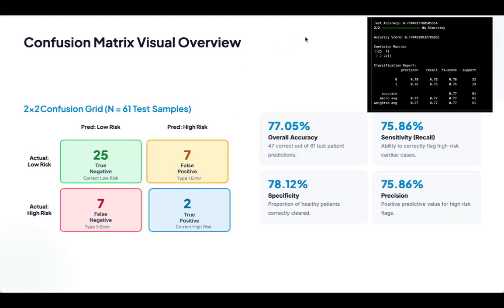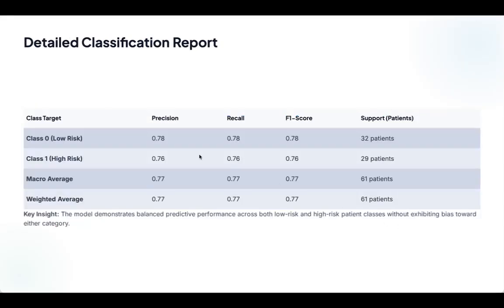So this is the confusion matrix and the performance results and evaluation. You can see here that there are 25 true negatives based on the 61 test patients, 22 true positives, so high-risk patients correctly identified, 7 false positives, so healthy mistakenly flagged as high risk, and 7 false negatives, high-risk patients mistakenly labeled as low risk. Here you can see the overall accuracy, sensitivity, specificity, and precision. Here's just a more organized data table representing that information.